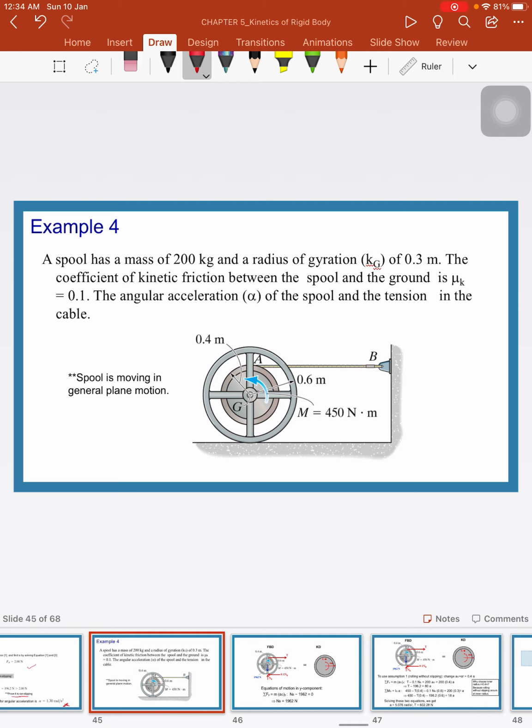Next, for example 4, I need you all to do it by yourself first, and we will discuss this example in the next class.